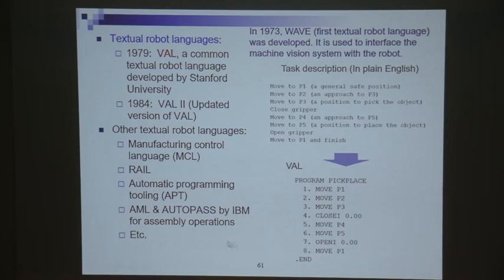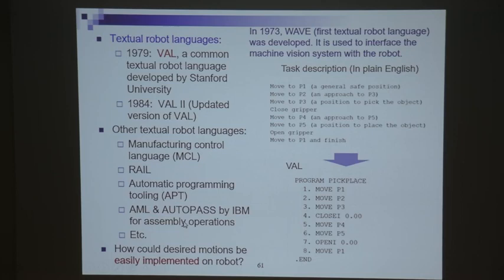Along the way, there are also other textual robot languages. There's the Manufacturing Control Language, the MCL, the automated programming tools, AML, and AutoPass by IBM for assembly operation, etc. As an end user of the robot, you may end up using the textual robot language or the teaching pattern to program a robot. Of course, when you look at all these, you have move P1, move P2, and move P3.